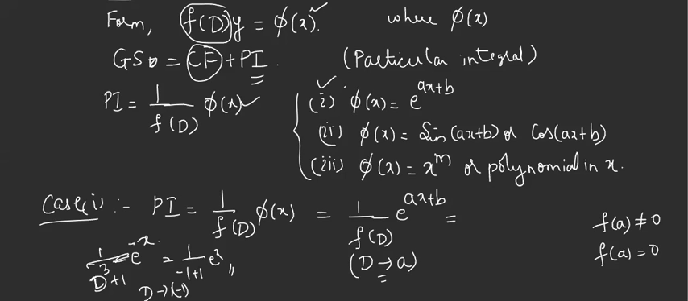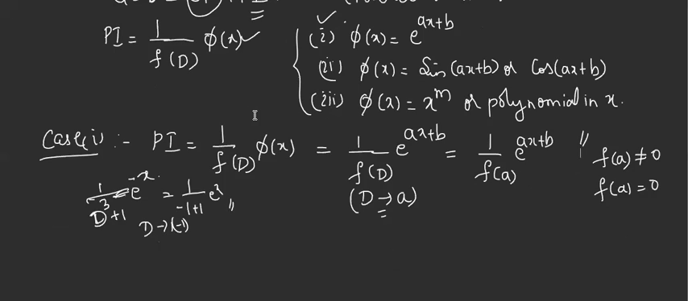So if you are not getting 0, you should write it as 1 upon f of a, e raised to ax plus b. This is your particular integral. Answer done. Okay, if f of a is not equal to 0.